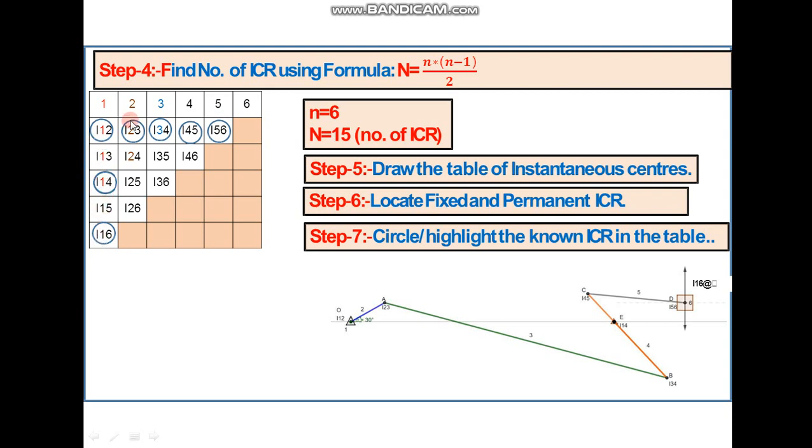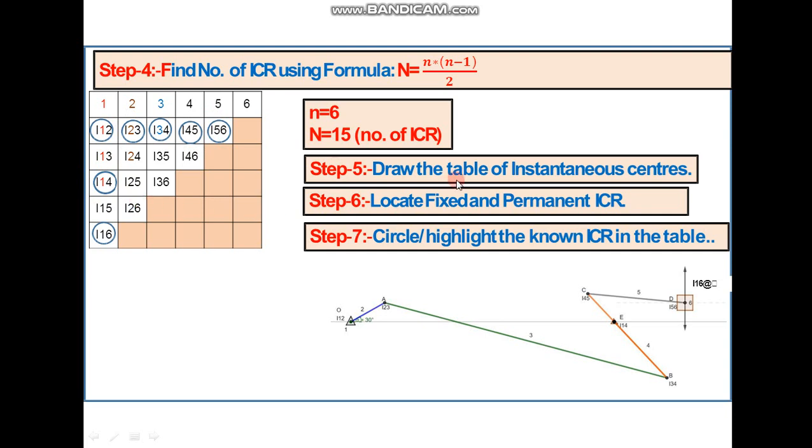Next, remember the ICR of 1 with respect to 2 or 2 with respect to 1 will be the same. Hence I will not repeat here. If I consider I12, I will not take I21, or if I take I23 here, I will not take I32. So if it is 2, start with the next link: 2, 3, 2, 4, 2, 5, 2, 6 and so on. Finally we can see here for 4, I will not take 4, 3, but I will take 4 to 5 and 4 to 6. Finally 5, 6. All these 15 ICRs I have given here. This table gives you the names of the ICRs.